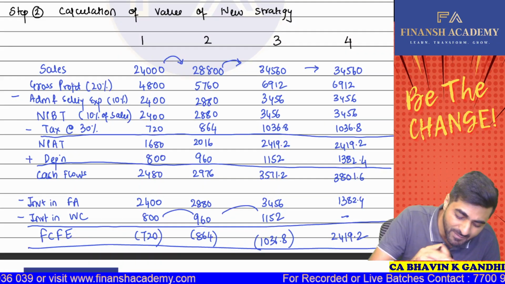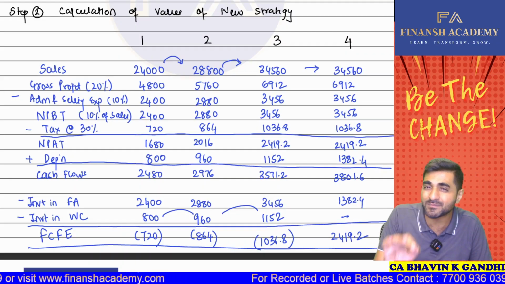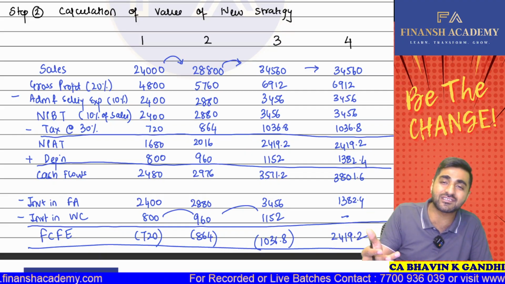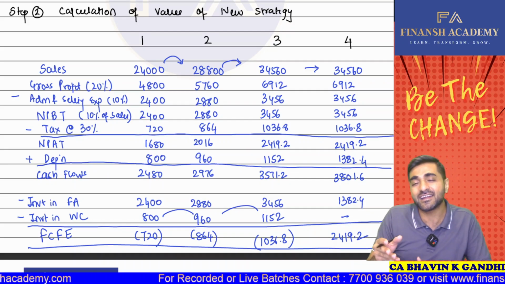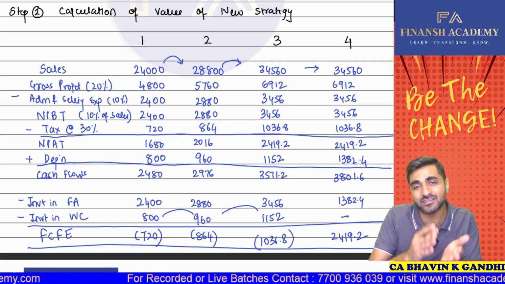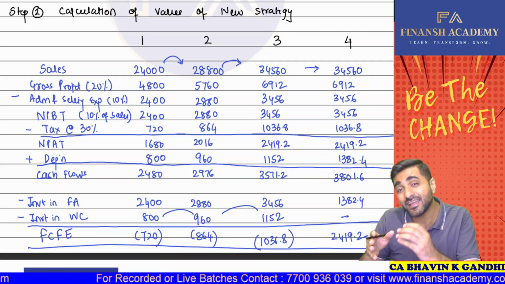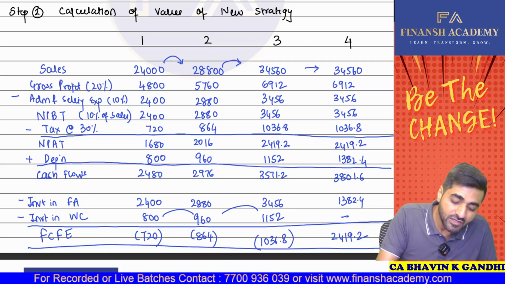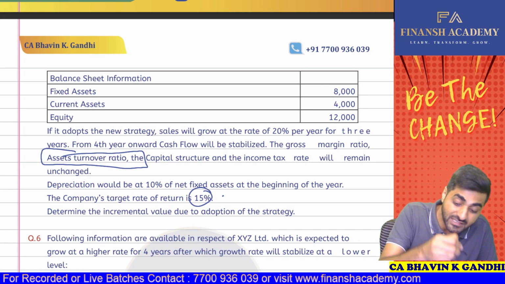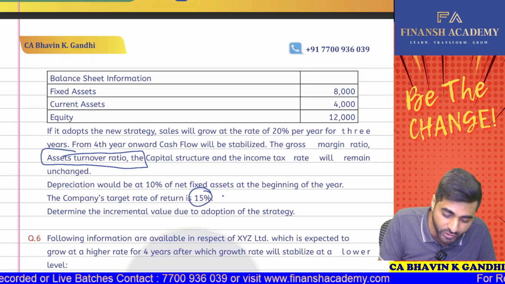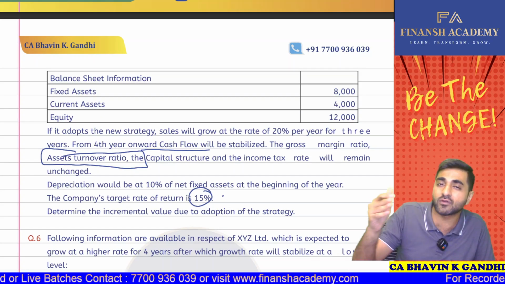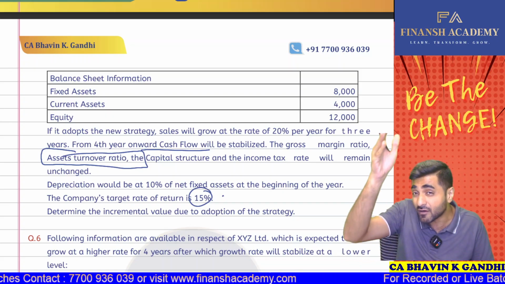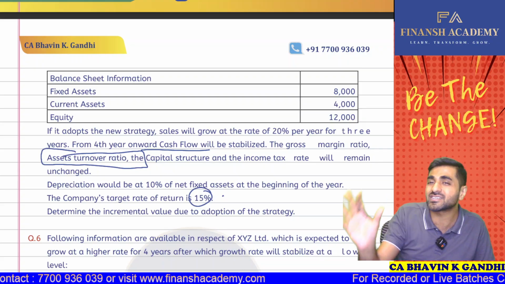Okay. So always remember, they will not give a specific statement, but if they tell you that the asset turnover ratio is going to remain constant, what does it imply? That whatever your existing asset turnover ratio was, it's going to remain the same. So if the sales increase, your investment in assets is also going to increase. So we'll be preparing it for the period of 4 years. Why 4 years? Because they have told you that from the fourth year onwards, the cash flow will be stabilized. So year one, year two, year three, year four, the cash flow is going to stabilize.